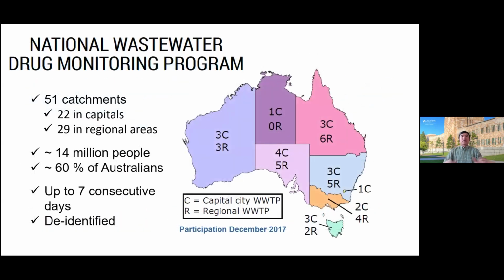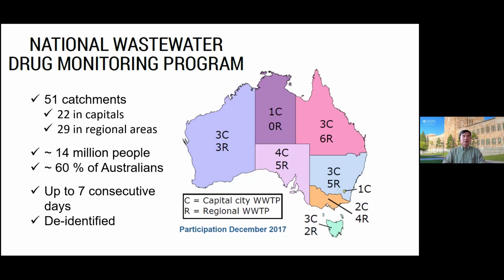Following that, the Australian government supported us to establish a national wastewater drug monitoring program. This is not the latest number, because in the latest number we have more catchments and a higher coverage. But even in 2017, when we first established the program, we recruited wastewater treatment plants from all the capitals of the 7 states and territories in Australia. At the peak, we cover about 14 million people. It means 60% of the Australian population.